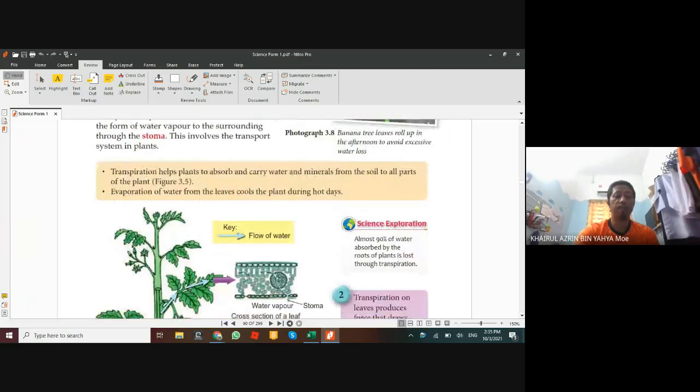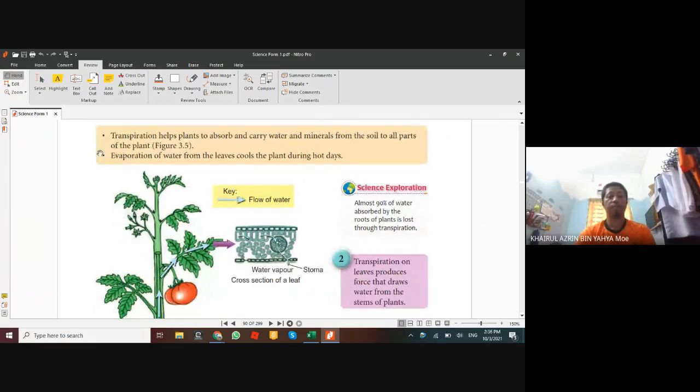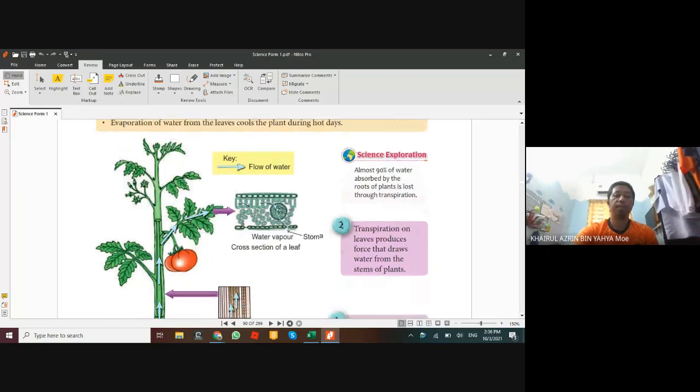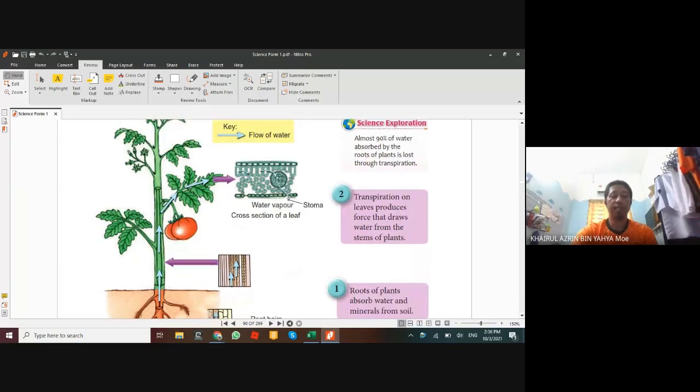Next. Transpiration helps plants to absorb and carry water and minerals from the soil to all parts of the plant. Evaporation of water from the leaves cools the plant during hot days. Okay, so this one, you can see the diagram.